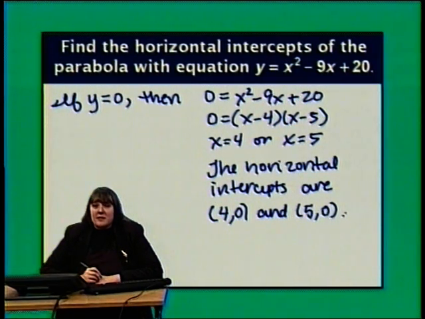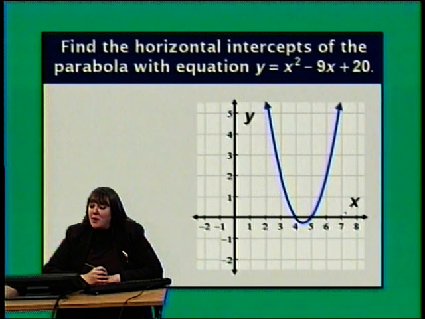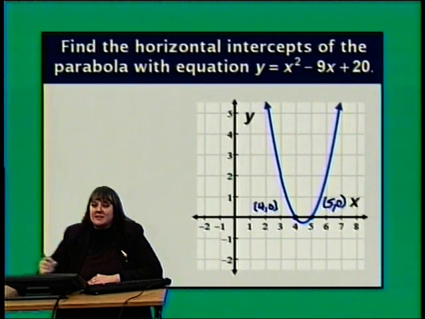I want to verify this on a graph. So I've had the computer create a graph for us. We're going to talk more in lesson 16 about how to create these graphs on our own. For now, we're just going to use this for verification purposes. So here's a graph of y equals x squared minus 9x plus 20. Let's look at our horizontal intercepts. It looks like we have a horizontal intercept at (4, 0) and another horizontal intercept at (5, 0). That's exactly what we just found. So the graph verifies our results.